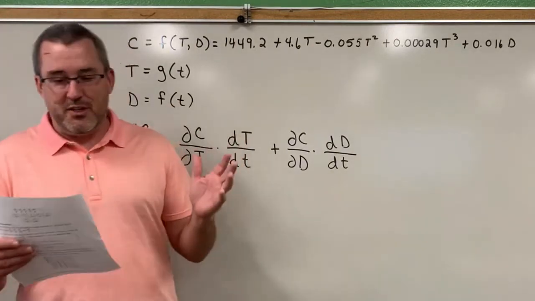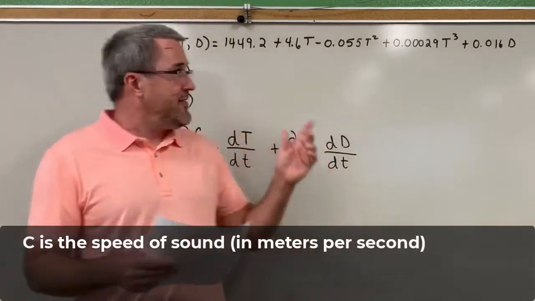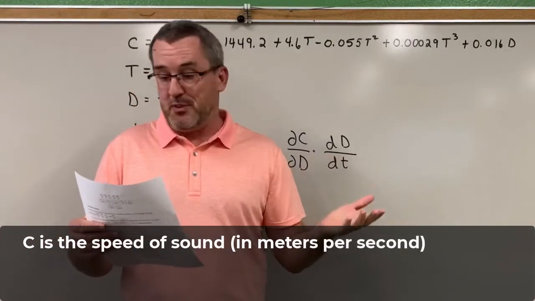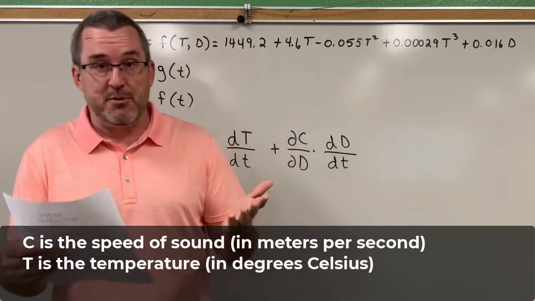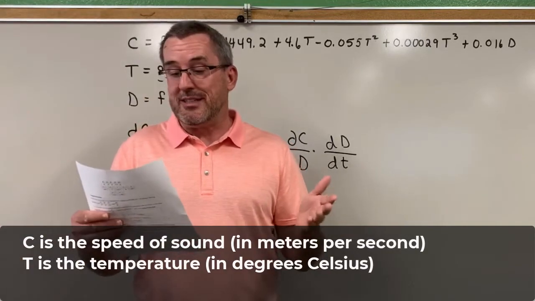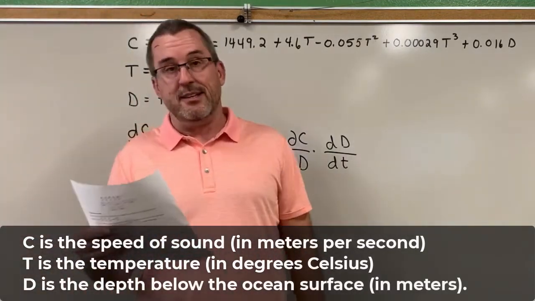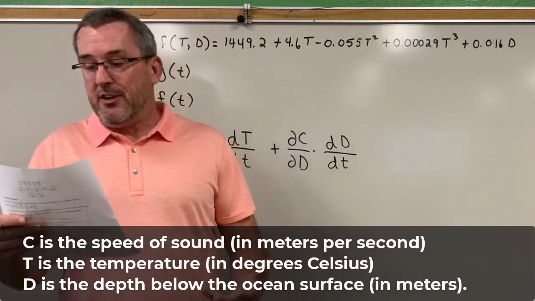All right, so here's the question. C in this function is the speed of sound, and we're going to measure the speed of sound in meters per second. T is the temperature. We're going to measure temperature in degrees Celsius. D is the depth at which the scuba diver is diving in meters.